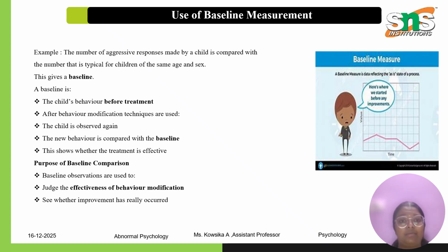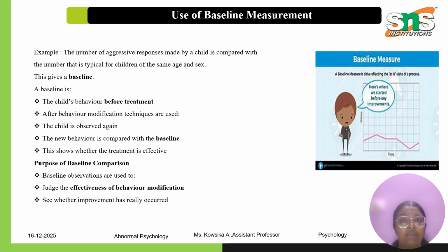The next is the use of baseline assessment. What is the baseline measurement? For example, the number of aggressive responses made by a child is compared with the number that is typical for children of the same age and sex. It will be compared with other children of the same age. This gives a baseline.